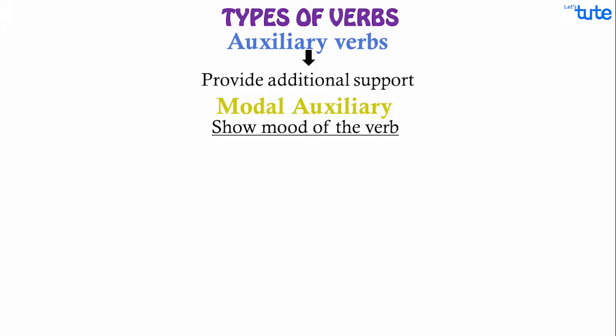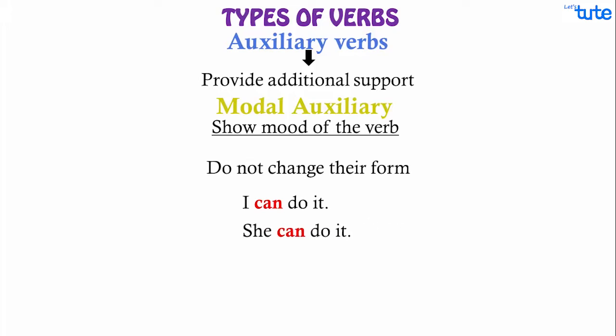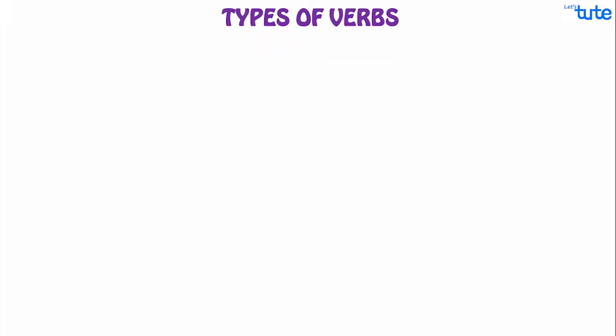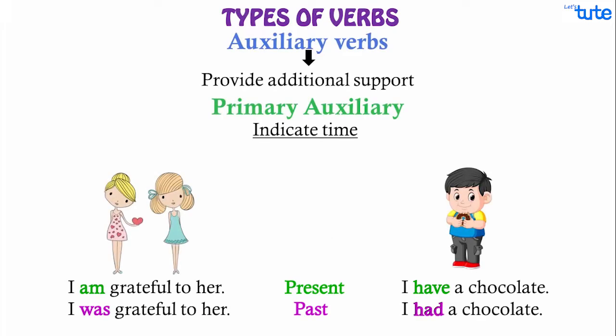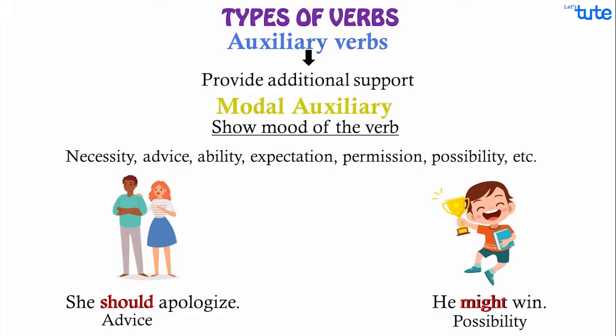One special characteristic about modal auxiliaries is that they do not change their form along with the person, whether singular or plural. Like, I can do it, or she can do it, or they can do it. Can, which is a modal auxiliary verb, remains the same in all three cases. Isn't that interesting? There are more characteristics about modal verbs which we will cover in our further sessions. So, that was a brief introduction on primary and modal auxiliary verbs.